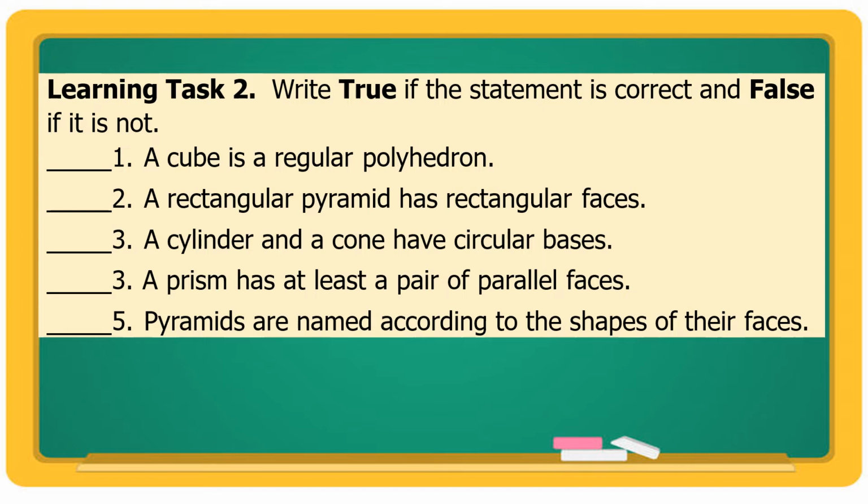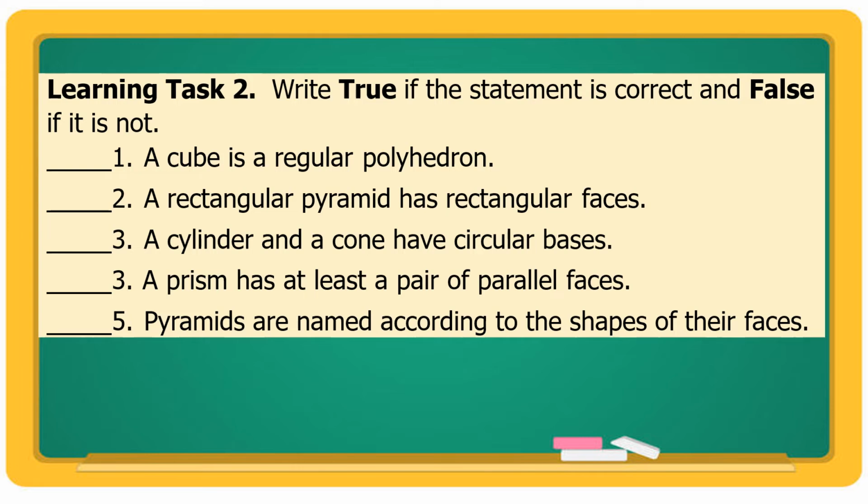Next, learning task number 2. You will write true if the statement is correct and false if it is not. Number 1, a cube is a regular polyhedron. Number 2, a rectangular pyramid has rectangular faces. 3, a cylinder and a cone have circular bases. 4, a prism has at least a pair of parallel faces. 5, pyramids are named according to the shapes of their faces.